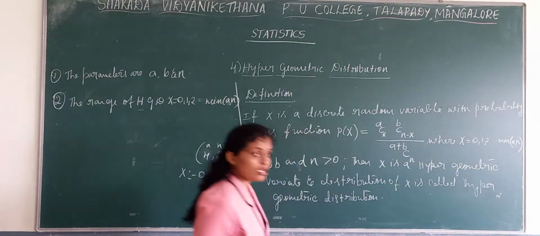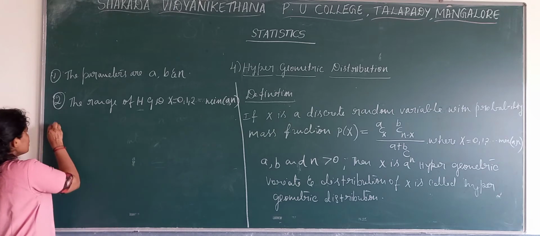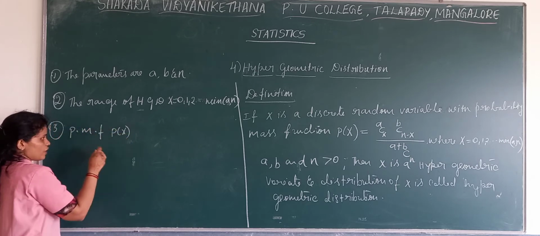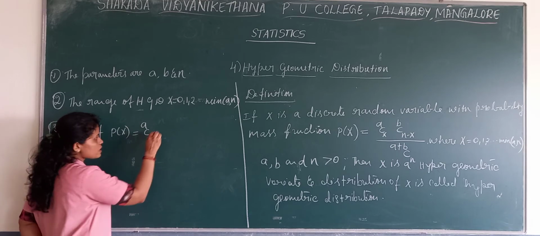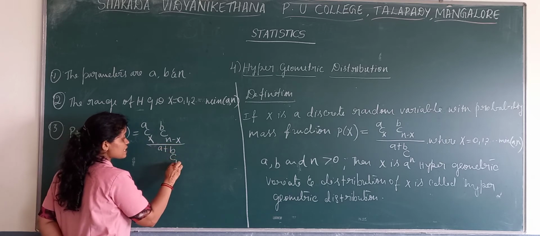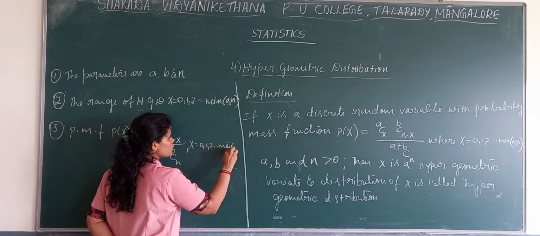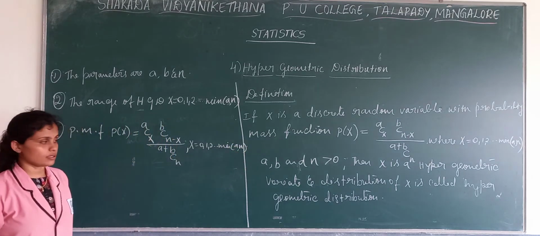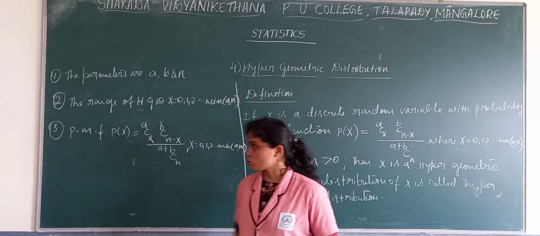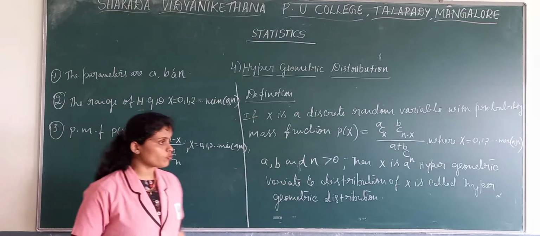And next, the third feature comes: the probability mass function. Your probability mass function is P of x is equal to ACx into BC n minus x divided by a plus b C n, as I said, where x is equal to 0, 1, 2, up to minimum of (a, n). This is the probability mass function of hypergeometric distribution. Please study this formula properly. This function you have to study properly. Next comes the fourth one.